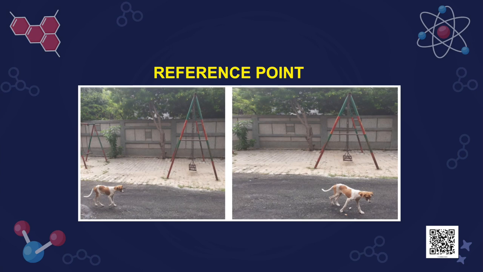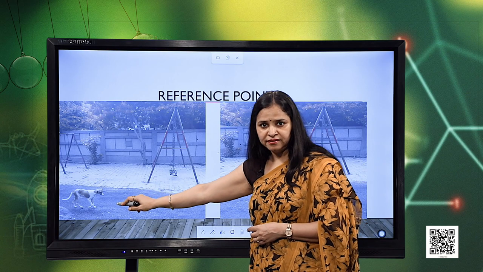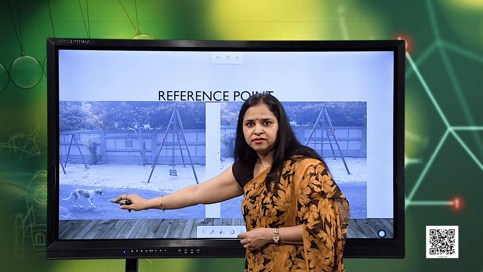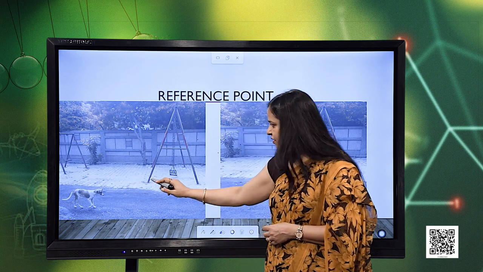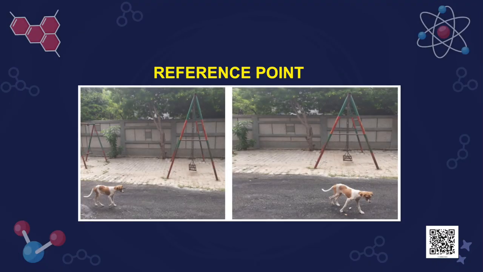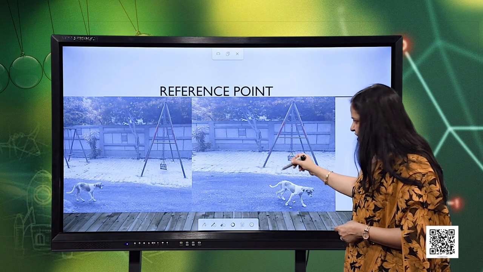Now look at another situation. Here I have taken the same example, but now just compare the two pictures. Here the position of the dog with respect to the swing in this figure is towards the left. Now look at the other picture. Here, if you look at the position of this dog with respect to the swing, you will see that the position has changed now.